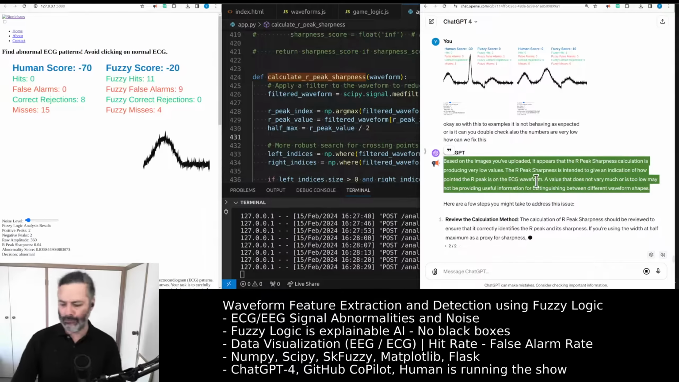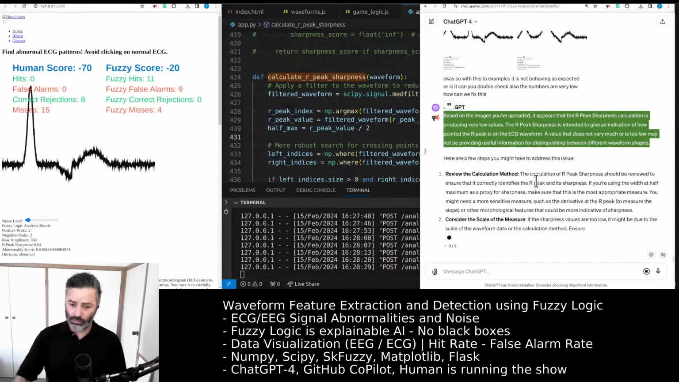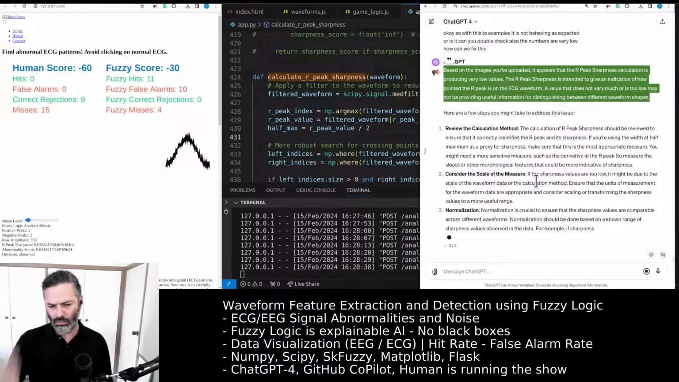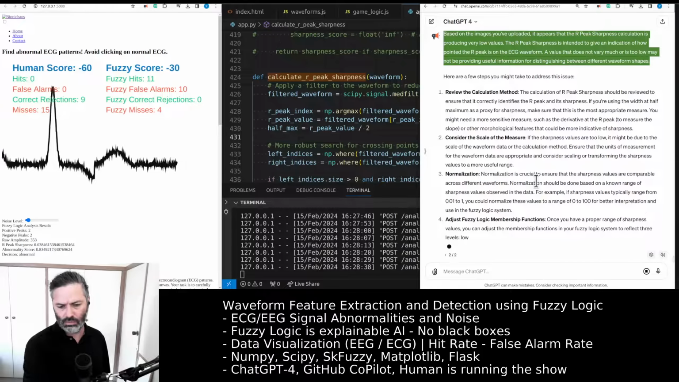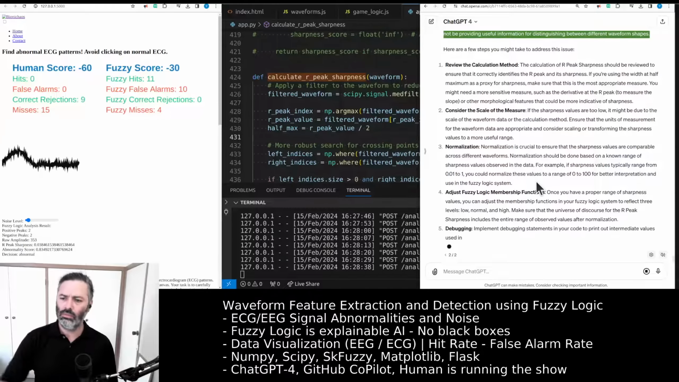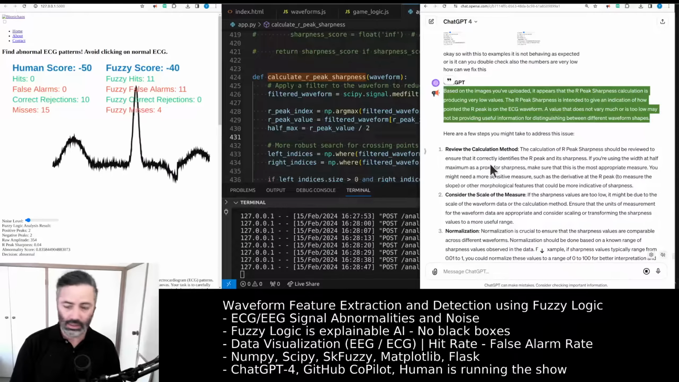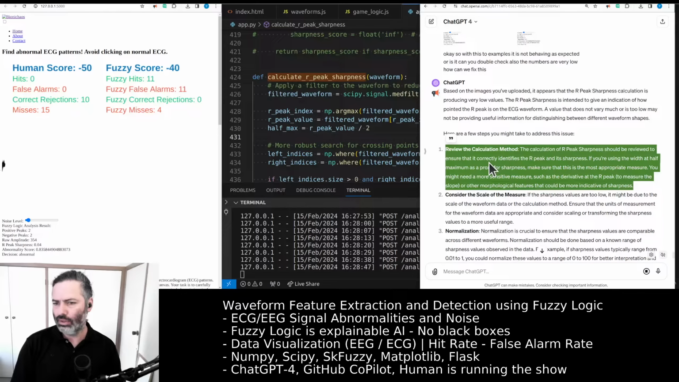Based on the images you've uploaded, it appears that the R-peak sharpness calculation is producing very low values. The R-peak sharpness is intended to give an indication of how pointed the R-peak is on the ECG waveform. A value that does not vary much or is too low may not be providing useful information for distinguishing between different waveform shapes. Okay, that's right. How can we fix it though?